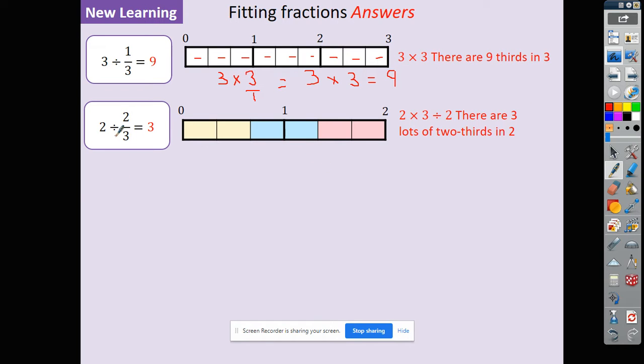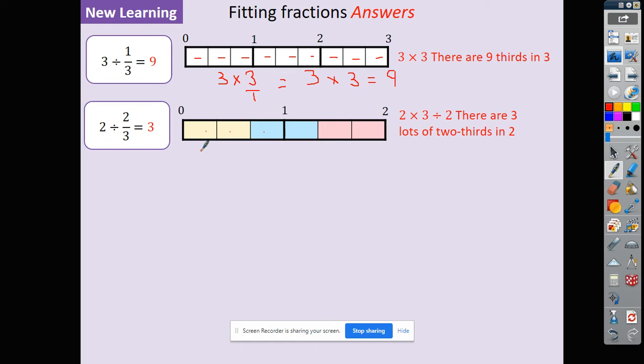So the second one was 2 divided by 2 thirds. Now you should have noticed something different about this one. We're not using a unit fraction anymore, so we've got 2 thirds. The same principle still applies. We still need to split each whole one into thirds, like I have here, 1, 2, 3. So 1 was split into 3 parts. But this time I've shaded 2 thirds, and then another 2 thirds, and then another 2 thirds. And we can see that I've got 3 different ones in total.